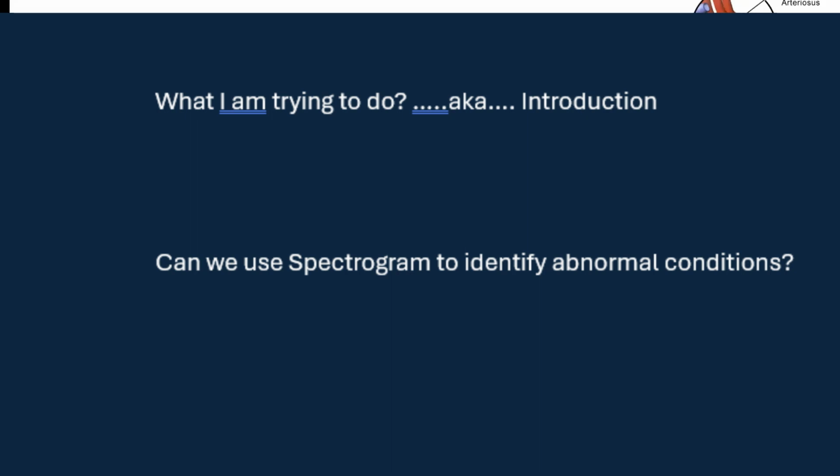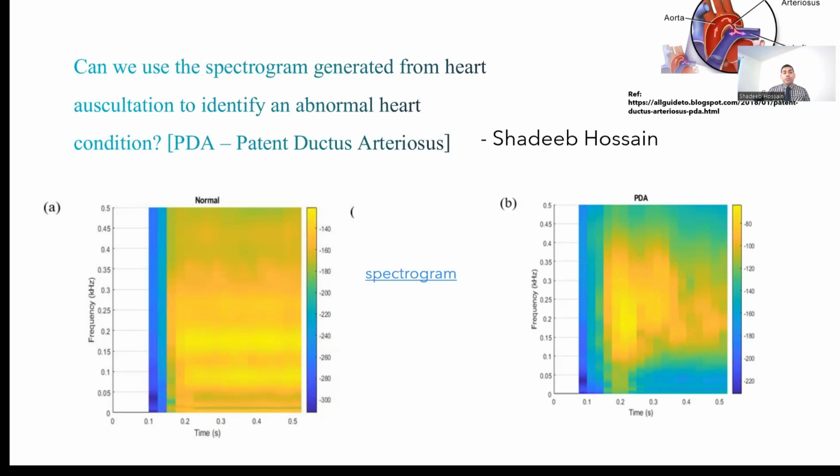Hello everyone, my name is Shadib Hussain and the project that I'm working on is: can we use a spectrogram generated from a heart auscultation to identify any kind of abnormal heart conditions? We would particularly focus on a condition called PDA, which is patent ductus arteriosus.